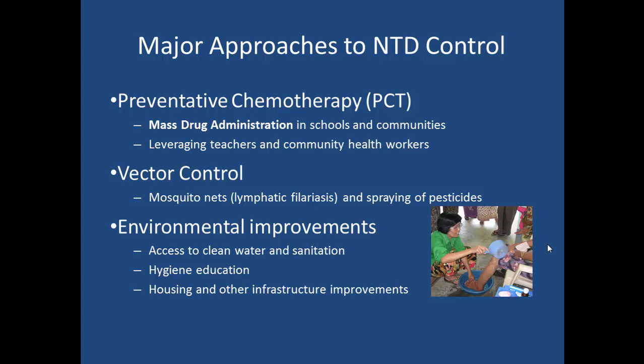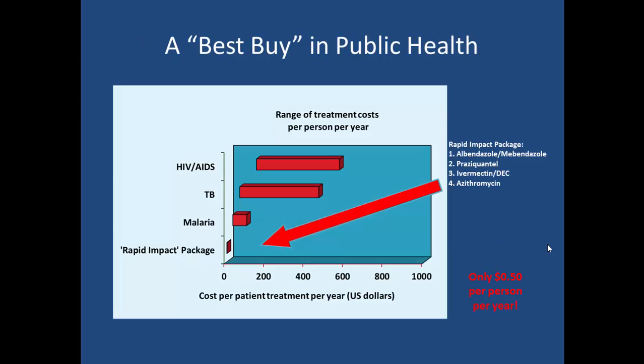The other aspect of NTD control is vector control. Mosquitoes for LF, spraying with pesticides, pesticides against the snails as well, and so on. And then environmental improvements is another key. Most of these diseases simply have to do with poor water and sanitation. So teaching hygiene education can reduce the burden of these diseases quite considerably without any drugs or any other preventive methods that are out there. So just environmental improvements and environmental education are key to the elimination of these diseases.